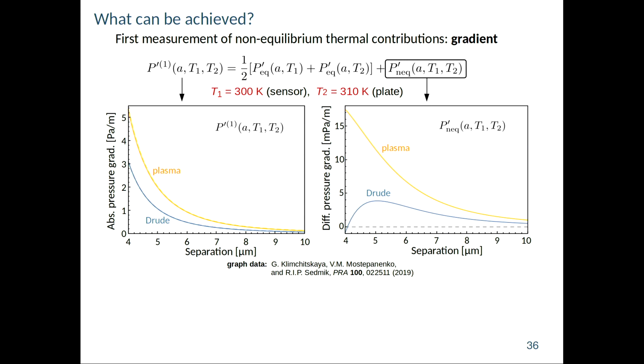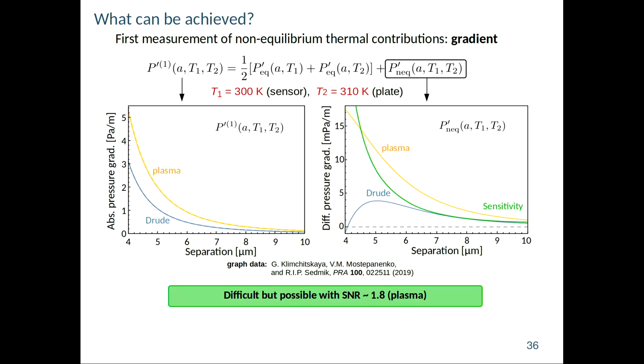Now, if we look at the predicted results for this non-equilibrium term here, the first thing that comes to my mind would be to measure the gradient, because then we don't have radiation pressure, which is independent of distance. But if we here insert our sensitivity, you see that the signal-to-noise ratio would only be around 2 for the plasma model, and the Drude model could not be measured.